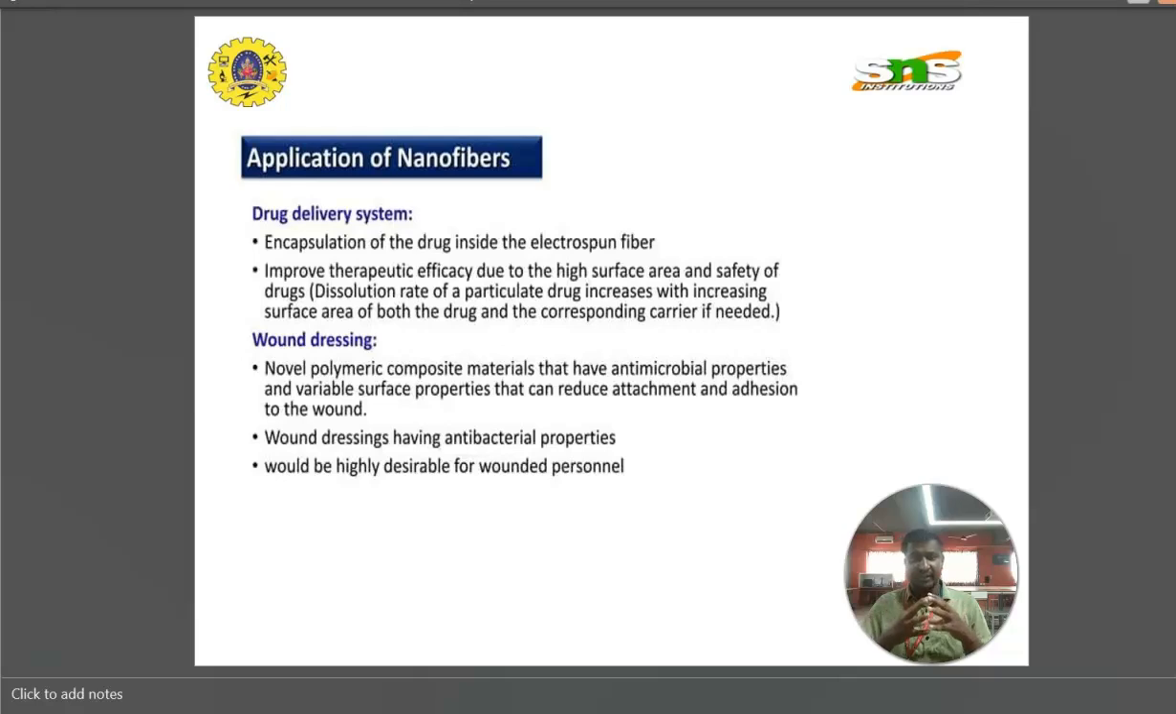Nanofibers are widely used in drug delivery systems. In drug delivery systems, nanofibers have the ability to load additives. The additives help in the action of the drug delivery system. Further, they are also used in wound dressing applications. In wound dressing applications, the nanofibers help in cell adhesion and proliferation, which favors new tissue growth.